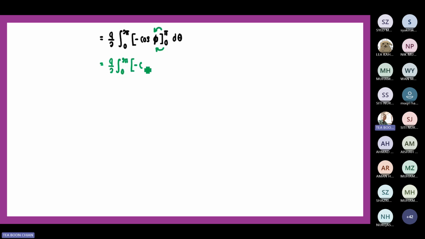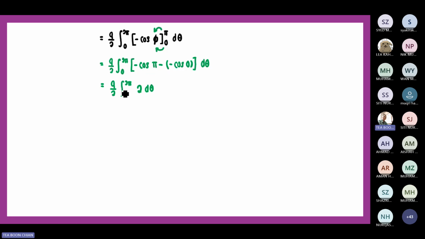So this gives you negative cos of pi minus, in the bracket, negative cos 0. And then with respect to theta. All right, so negative cos pi gives you positive 1 minus negative cos 0. This is just 1 plus 1 gives you 2. So that's why be careful with the computation here.